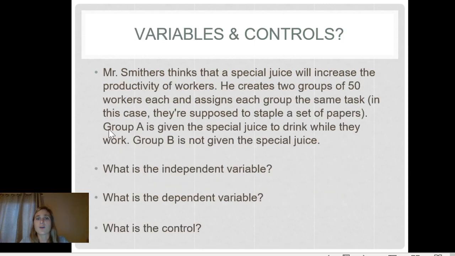All right, so now we have a couple of questions. All right, so variables and controls. So we're going to take a look at an example.